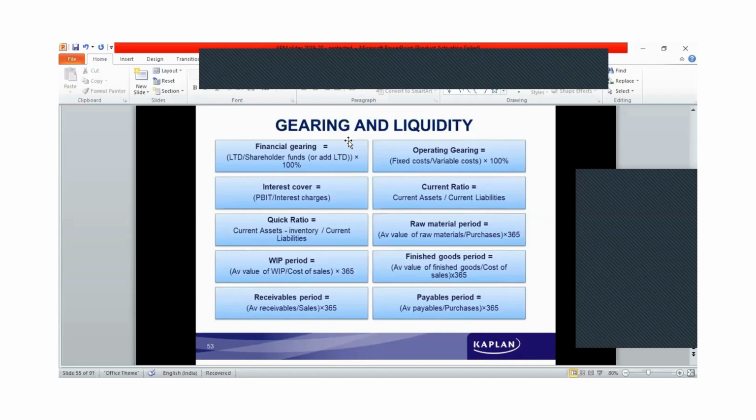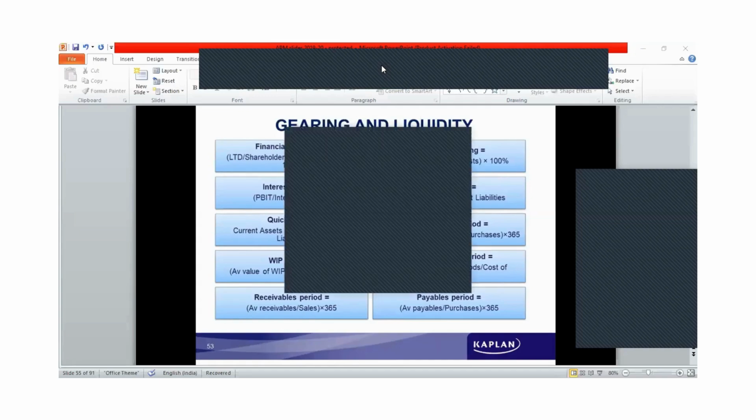Then we have the liquidity ratios. Liquidity ratios like current ratio, quick ratio, absolute liquid ratio, that's cash ratio, inventory turnover, receivables turnover, all those current assets and current liabilities related ratios. We should be able to calculate and comment on that. More than the calculation, I think it is the interpretation which is important.